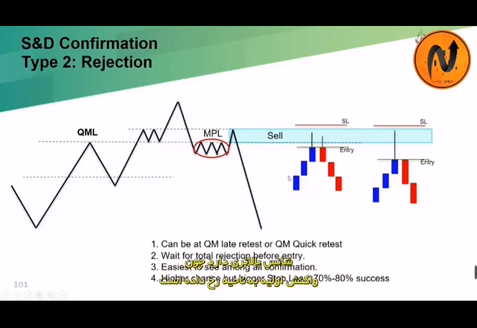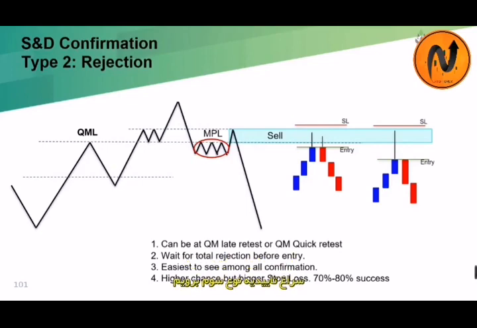This gives you a higher chance because initially you have rejected the price at the zone. But the problem is that it will have a bigger stop loss. So every confirmation has pros and cons. You have to choose which one you want to use. Don't mix around too much. Just choose one.